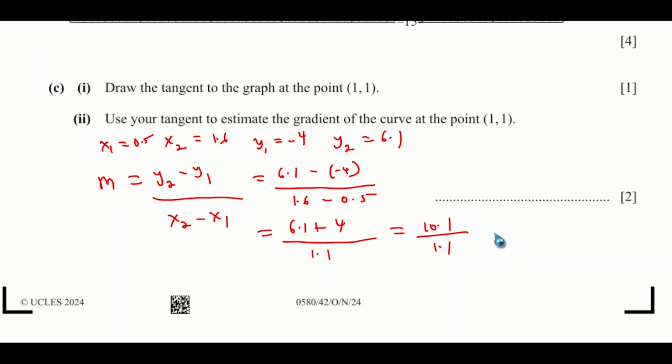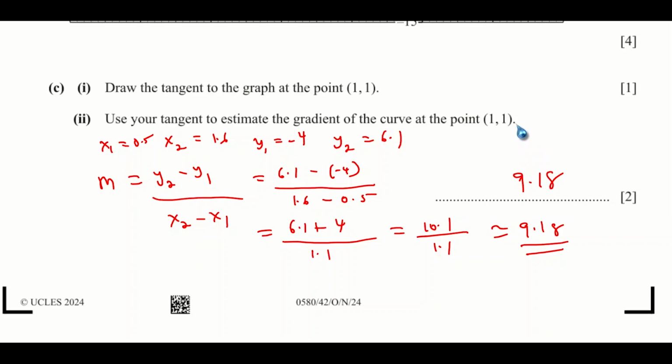So approximately 9.18. So this would be the gradient. So 9.18. So you can get a different answer. It doesn't matter, okay, because it is an estimate of the gradient, not the actual gradient. So it will fall in a range, okay.